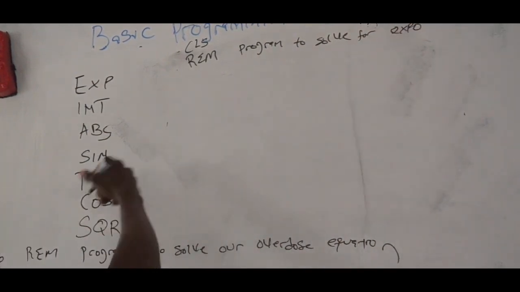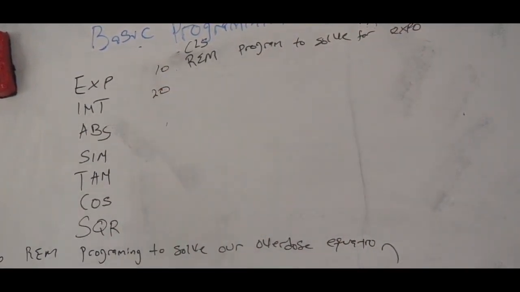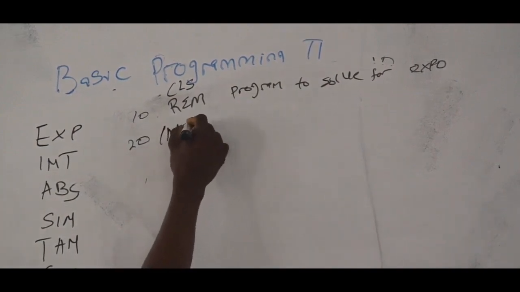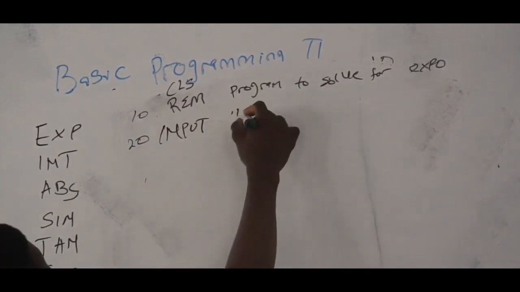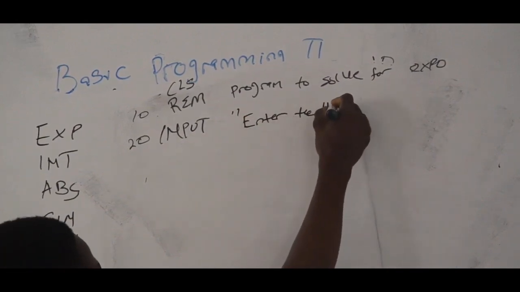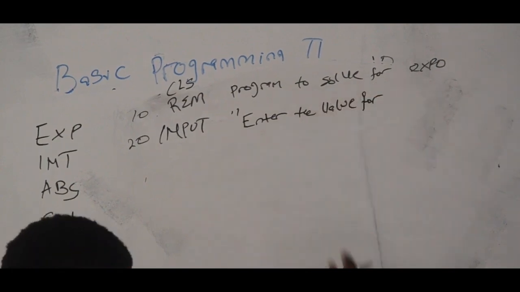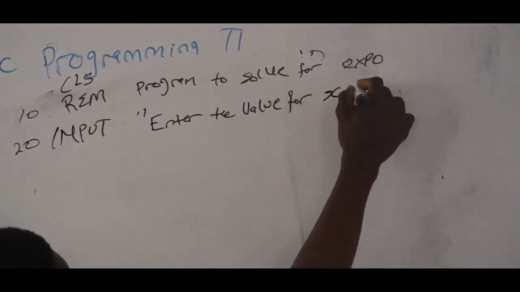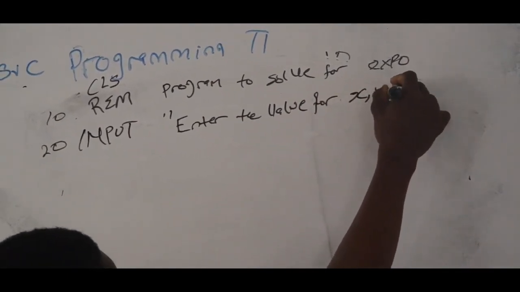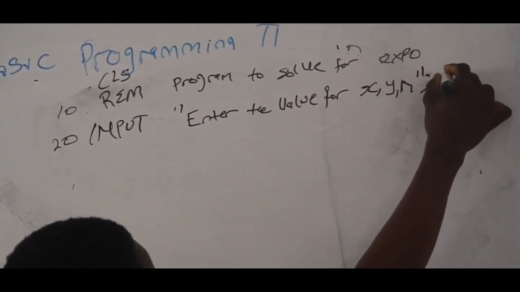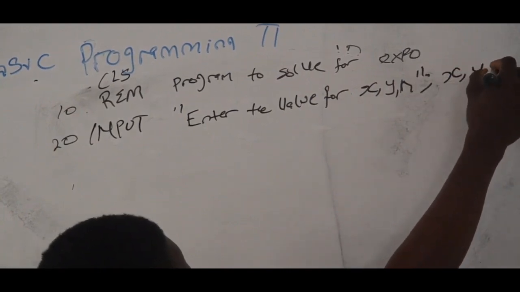So now, coming to your line 20, what do you have? We want to collect the value of x, y, and n. We want to collect it at the same time. So we can now say input, to make interaction, "enter the value for x, y, n". You can say x, comma y, comma n, and you close it, and you now say x, comma y, comma n.